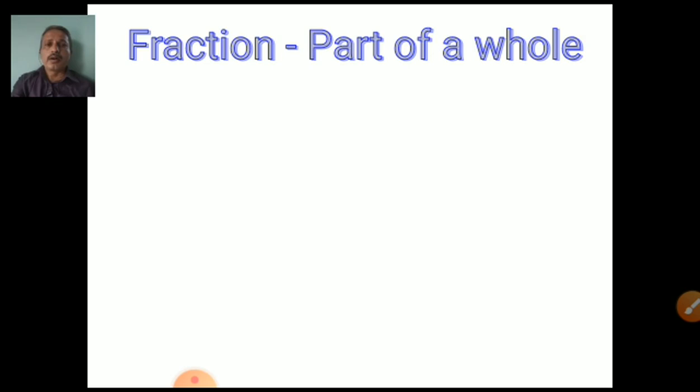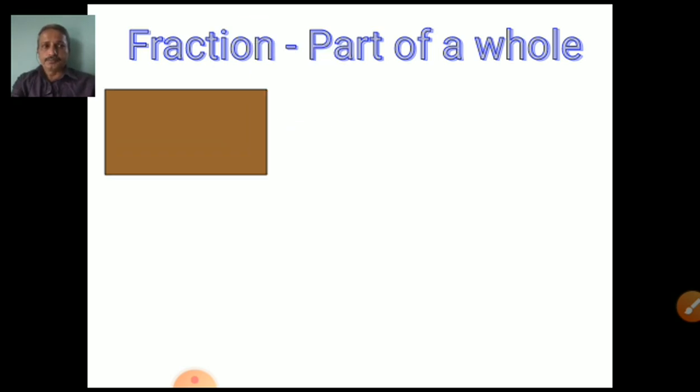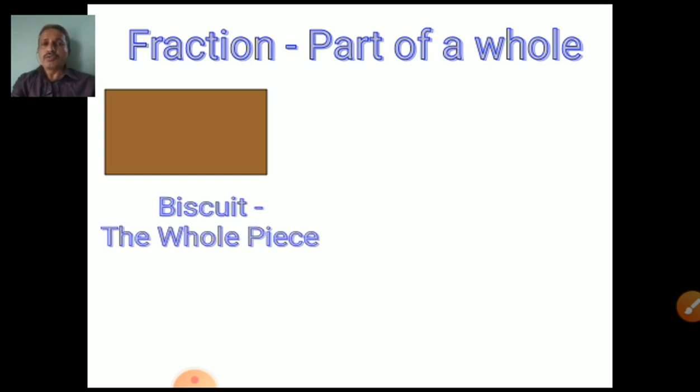Before starting question number 1, I would like to revise very fast the important points of fractions and decimals. Let's see the fraction. A fraction is nothing but a part of a whole. Anything is there, we can take some part of the thing, it's called a fraction. Let's see, there is one biscuit. Suppose this is a biscuit. A biscuit is a whole piece, so we can write it as 1.